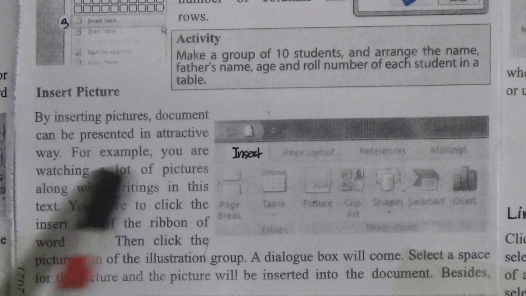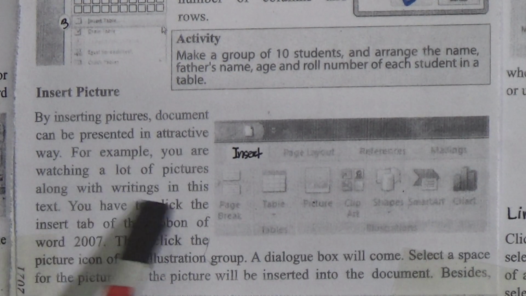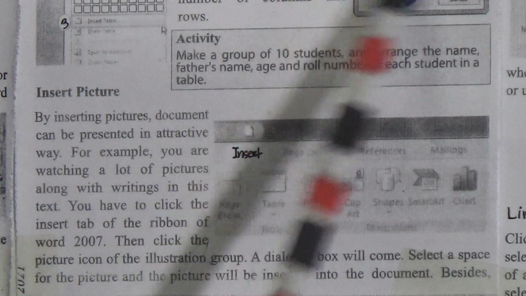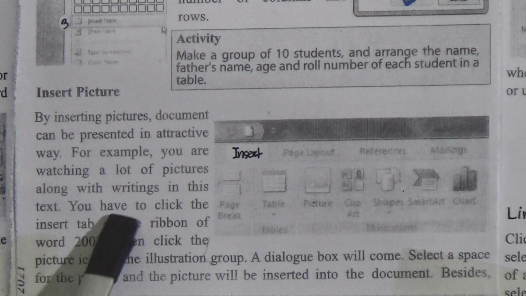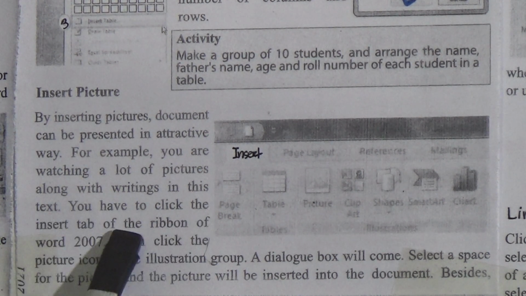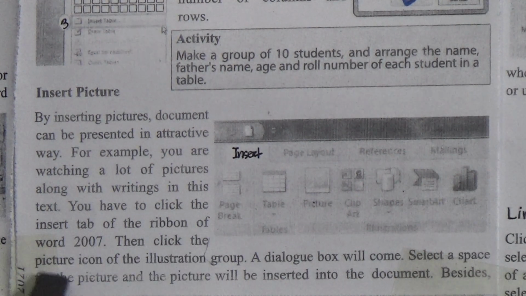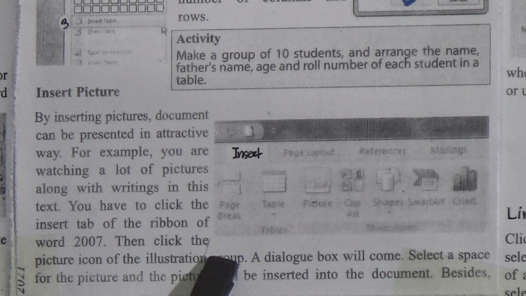For example, you are watching a lot of pictures along with the writings in this text. These are the pictures. You have to click on the insert tab of the ribbon of Word 2007. Then click the picture icon of the illustration group.